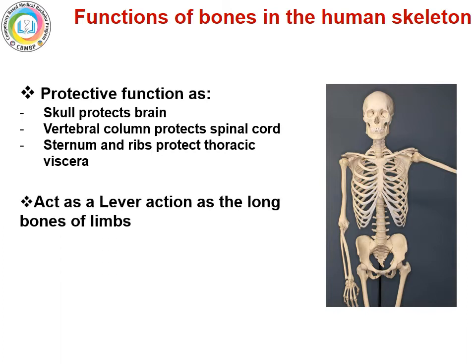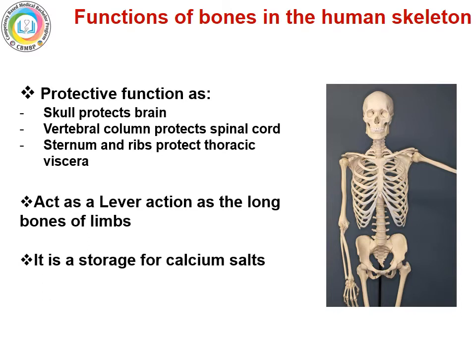Number 2, it acts as lever action, as long bones of the limb. The arrangement of the bones in the limb acts as a lever, like a lever mechanism. This arrangement will help to produce a variety of movements by minimum contraction of the muscles.